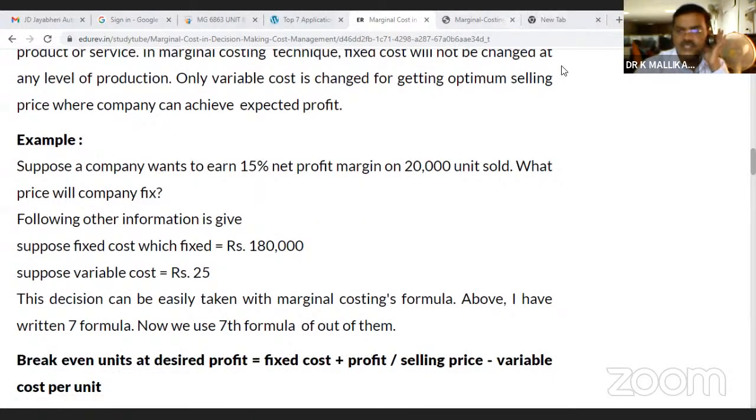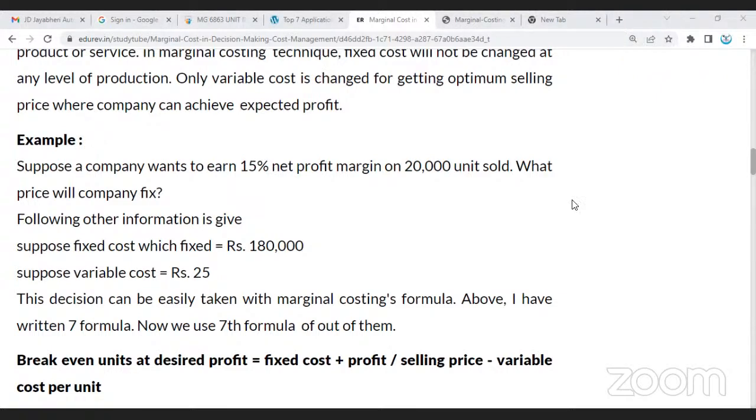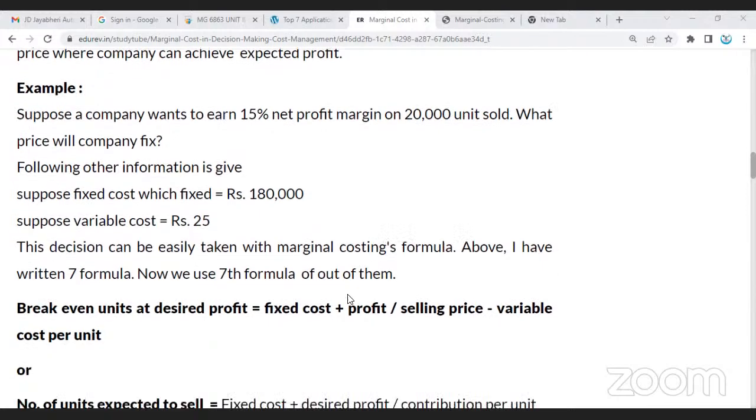The following information is given for additional information. Suppose the fixed cost, which is fixed whether you produce a single product or 27 products, is 1,80,000. The variable cost per unit is rupees 25. The decision can be easily taken using the marginal costing formula.